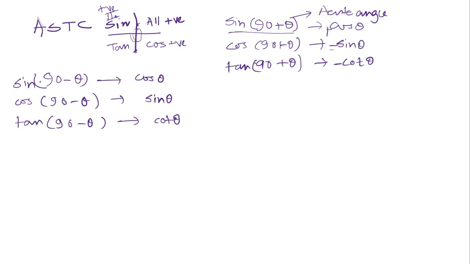And again I will check which coordinate it will lie on. It will lie on the first coordinate, correct? 90 minus theta means first coordinate, all positive, so I don't need to think about the sign. But sine will become cos, cos will become sine, and tan will become cot.